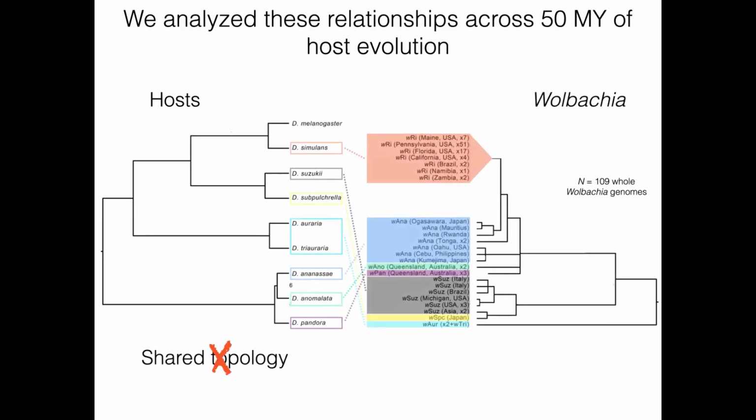All you need to note is that we have sequenced multiple Wolbachia variants from these different hosts. So there are multiple individuals, multiple variants on the tips here. But the only thing you really need to notice is that it's a bit of a mess. Sister Wolbachia need not come from sister hosts.